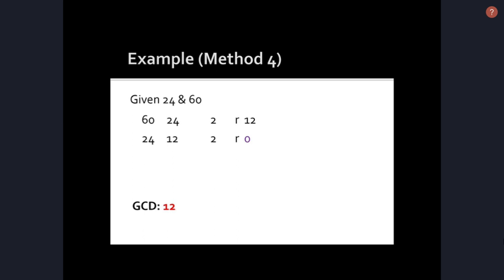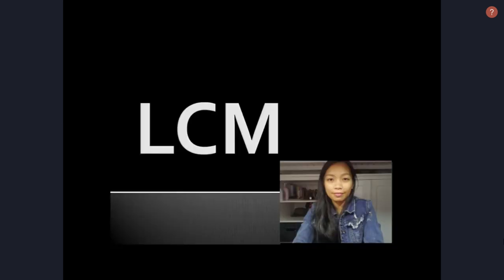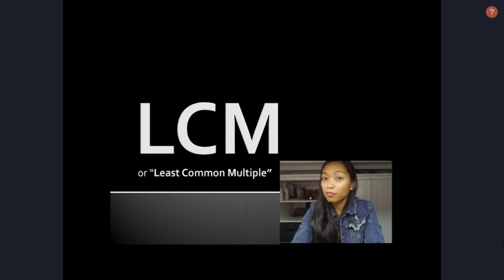The latter part of this tutorial video is regarding least common multiple. Again, what is LCM? The least common multiple, or LCM, of two numbers is the smallest number, excluding 0, that is a multiple of two or more numbers.